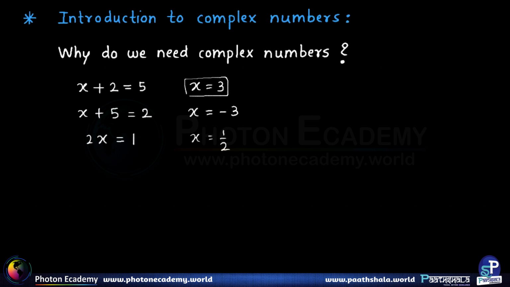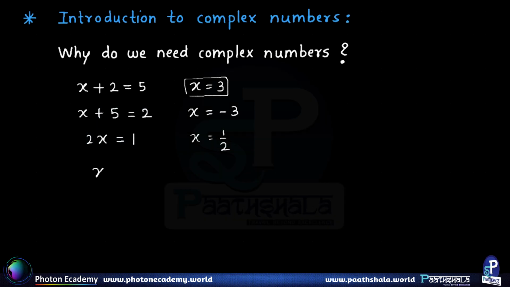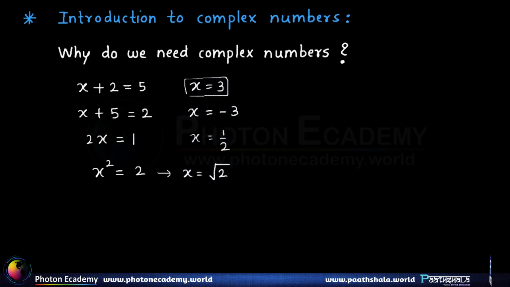Moving ahead with the same logic, we will find that there are some equations which are not solvable in even rational numbers. Say for example, if we have something like x square is equal to 2, which gives us x is equal to root 2, and we know that root 2 is not a rational number, it's an irrational number. So therefore we are now at a juncture where we have covered the rational numbers as well as irrational numbers. So together they make up what is called the set of real numbers.